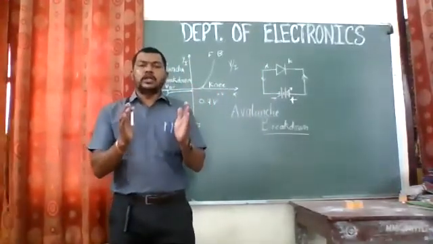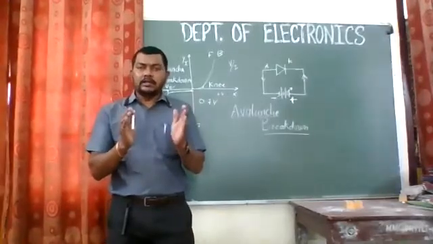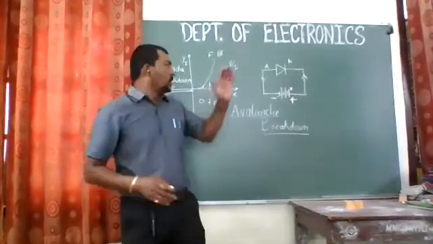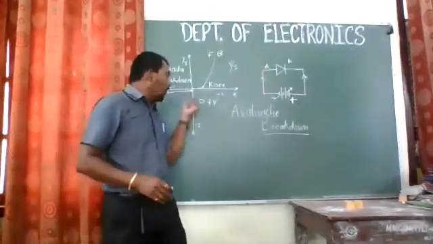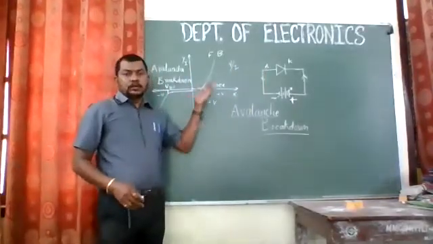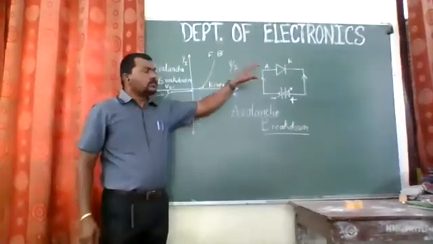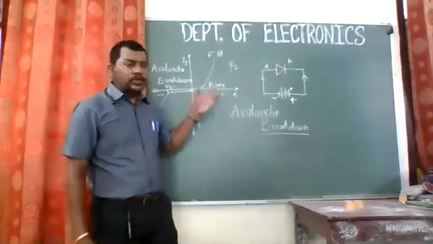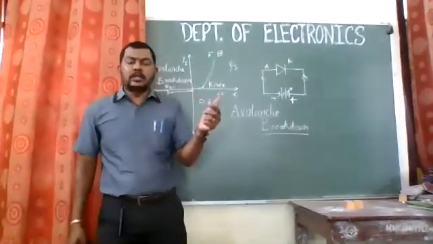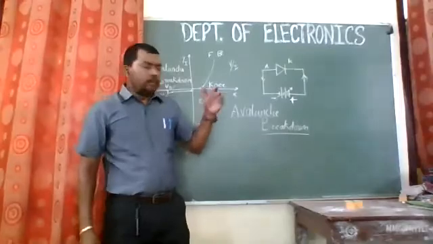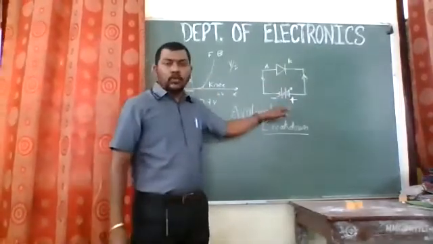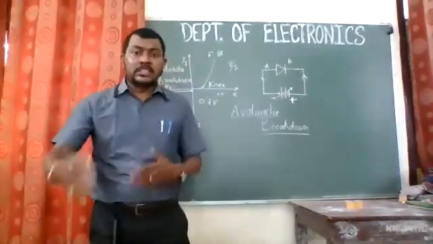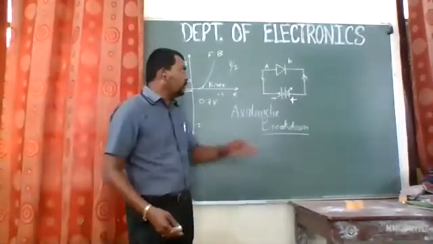Still, due to some minority charge carriers, right? I have told you what minority charge carriers are. So, due to some minority charge carriers, there is a small leakage current flowing through the PN junction diode, which is very negligible, so we avoid that current. That is in the range of microamperes, right? But if you still go on increasing the voltage, say around a peak inverse voltage of around 160 or 180 volts, right? So what happens?